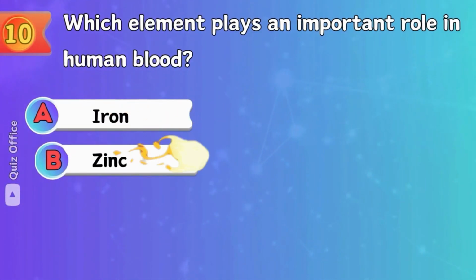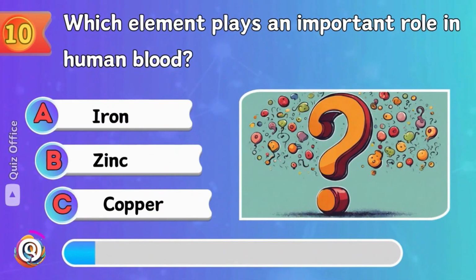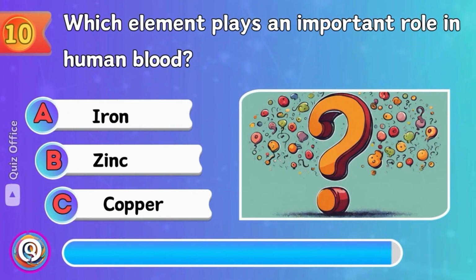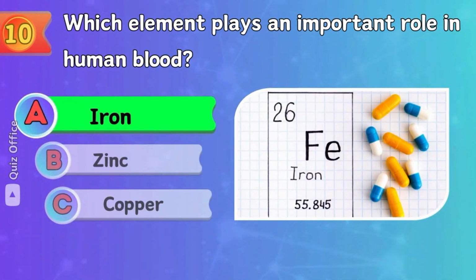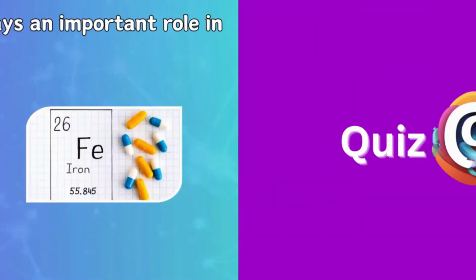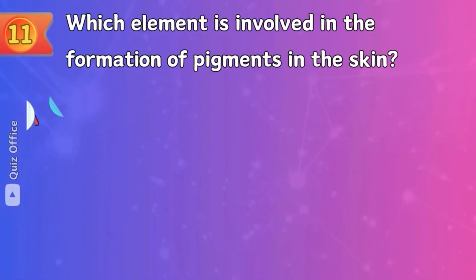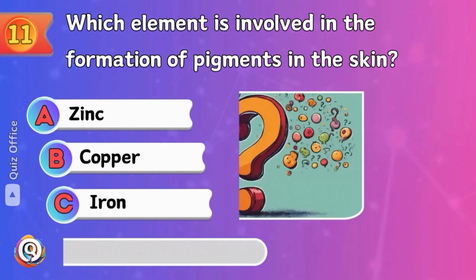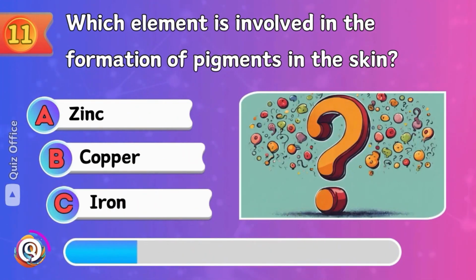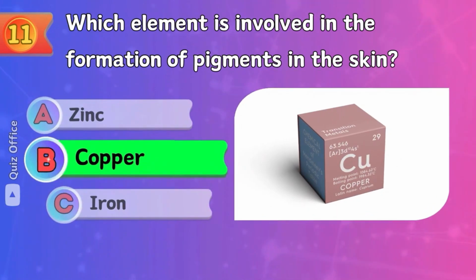Which element plays an important role in human blood? Iron. Which element is involved in the formation of pigments in the skin? Good job!